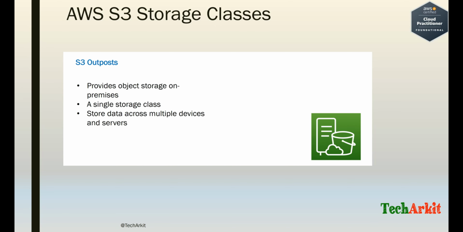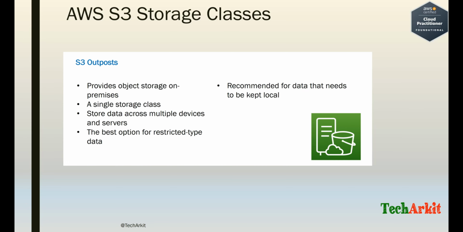As per your high availability, how you build your data center, that matters. It is the best option for restricted data. For example, say you have some scientific data or some confidential information, right, which cannot be hosted in shared services, something like that. Then Outposts is the best option. It is recommended for data that needs to be kept local, and for demanding application performance needs.